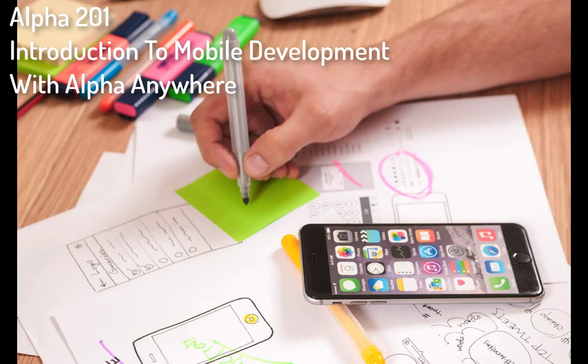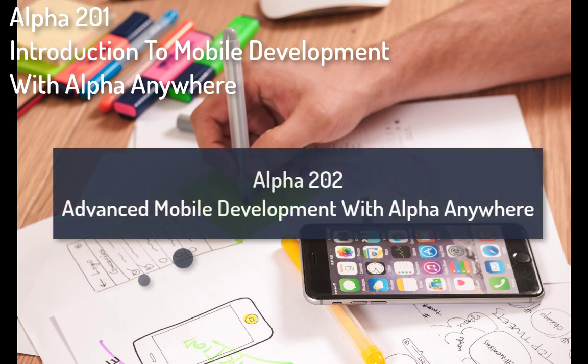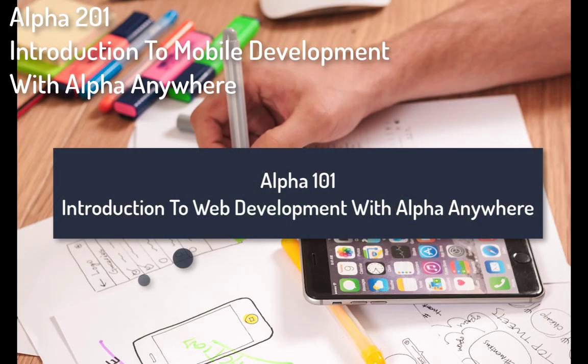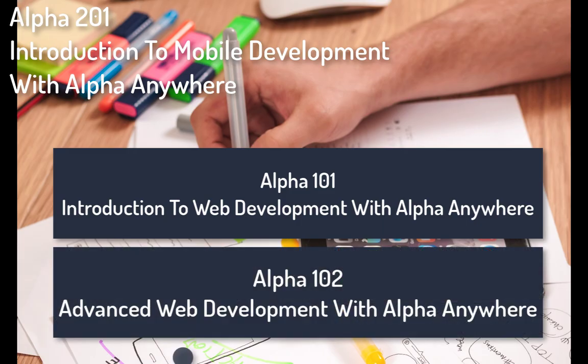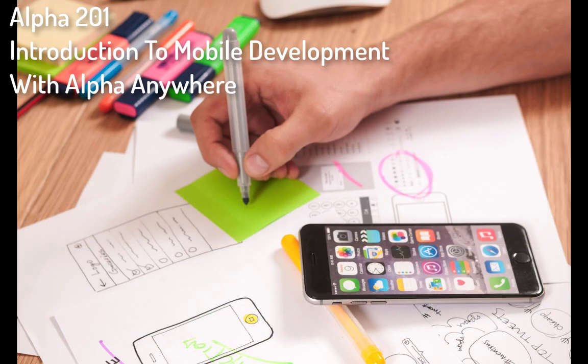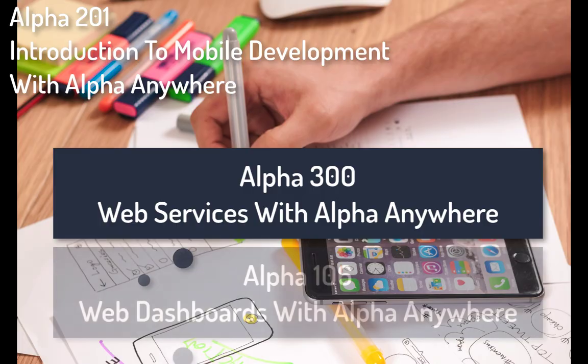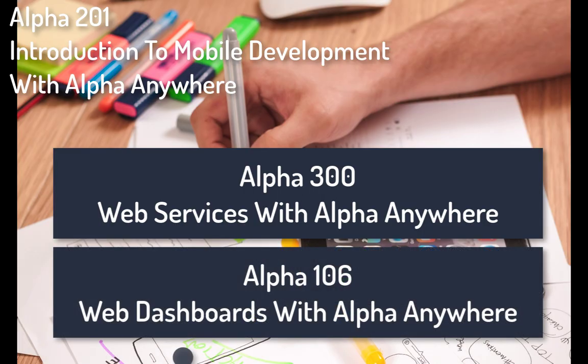Your next step in your Giant Killer training journey is Alpha 202, Advanced Mobile Development with Alpha Anywhere. You will build on the skills you learned in this course to add even more sophisticated capabilities to your mobile application. If you would like to explore developing web applications, you can check out the Alpha 100 series of training courses that include Alpha 101, Introduction to Web Development with Alpha Anywhere, along with Alpha 102, Advanced Web Development with Alpha Anywhere. You can also explore our more advanced courses on topics such as consuming and publishing web services, Alpha 300, or building web dashboards using Alpha Anywhere, Alpha 106.